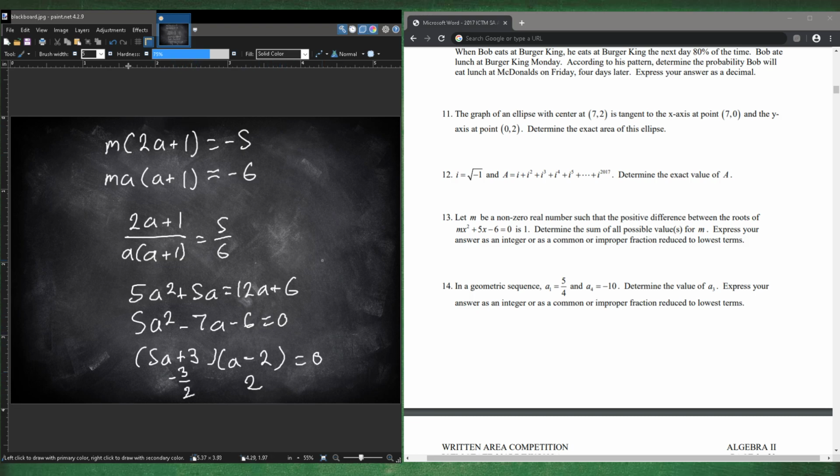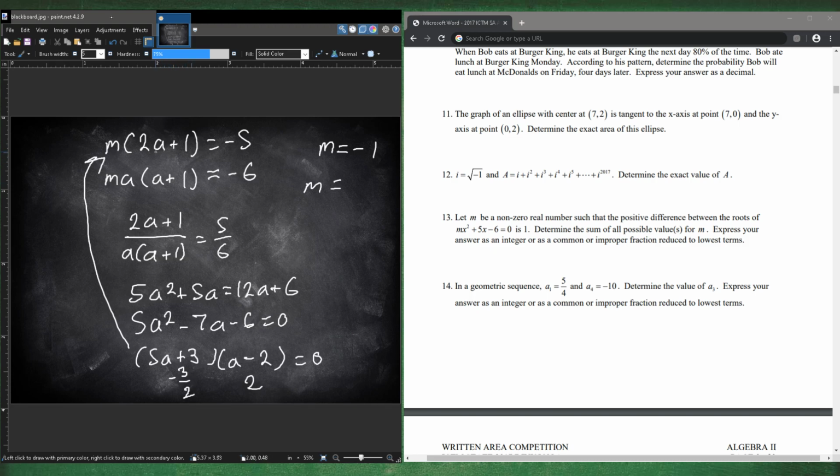So we're not looking for a, we're looking for m, right? So we have to plug it back into one of these equations. So let's use this one because it's a lot easier to use. So if a is equal to 2, that's 4, and then plus 1 is 5. So negative 5 divided by 5 is negative 1. So in this case, m is equal to negative 1. Okay, now the other value of a.